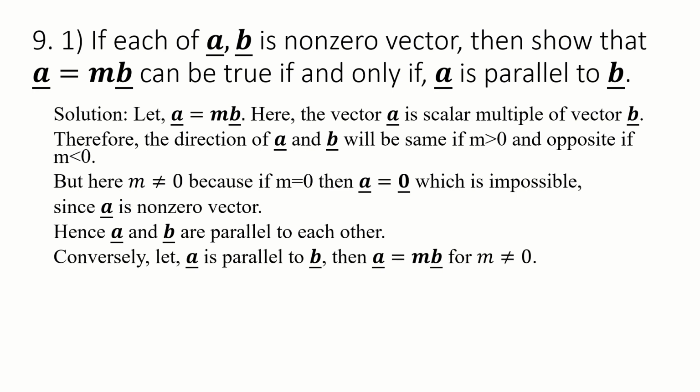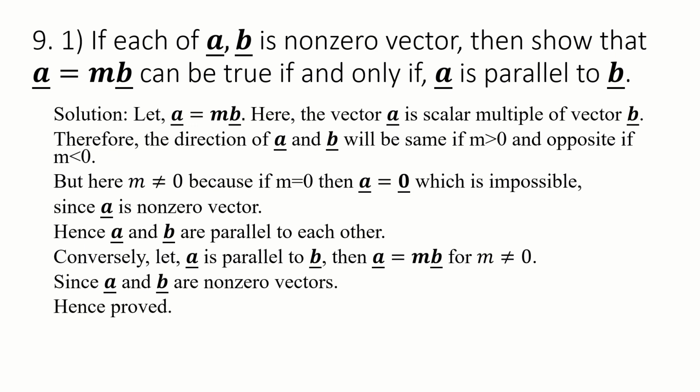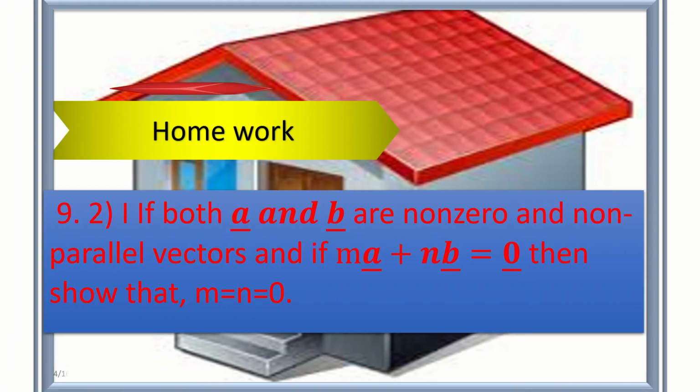Conversely, let A vector be parallel to B vector, then A vector equals m B vector for m not equal to 0, since A vector and B vector are non-zero vectors. Hence proved. Homework 9, 2 number: if both A vector and B vector are non-zero and non-parallel vectors, and if m A vector plus n B vector is equal to 0 vector, then show that m equals n equals 0. You can easily solve it if you try, because this type of math we have already solved.